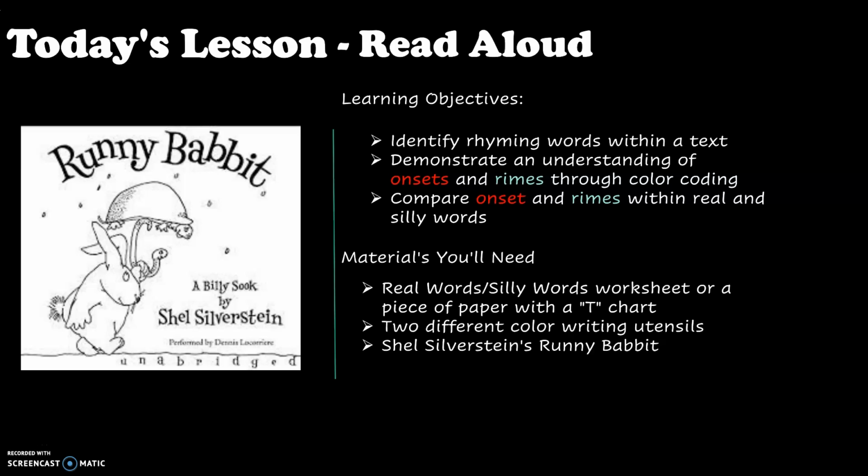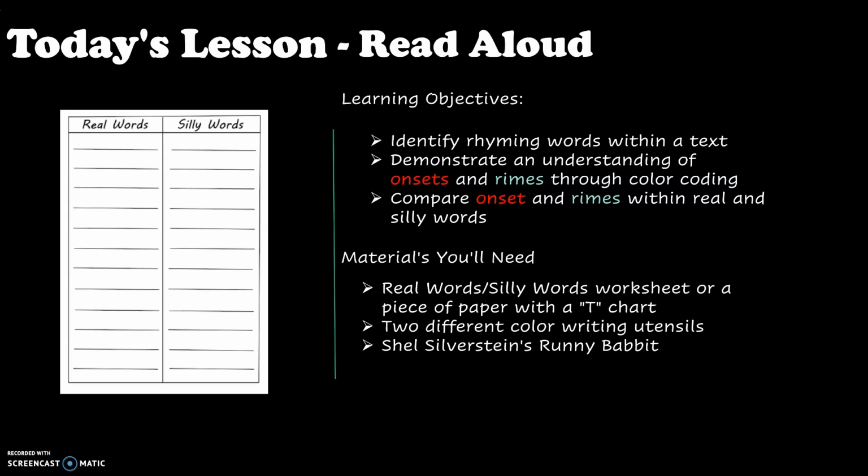So the materials you'll need today are Shel Silverstein's Runny Babbit, although I'll be reading it to you and showing you the words, so it's okay if you don't have one physically with you. You're going to need the Real Words, Silly Words worksheet that I made here. Or you can use a piece of paper and make a T-chart that looks pretty similar. Then you're also going to need 2 different color writing utensils, whether it be pencils, pens, or something that you can color code your work with.